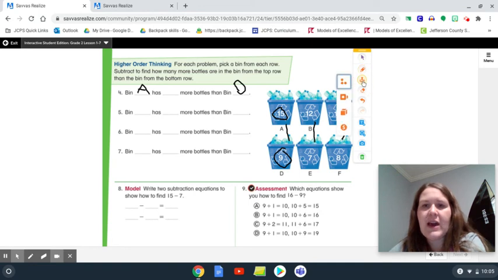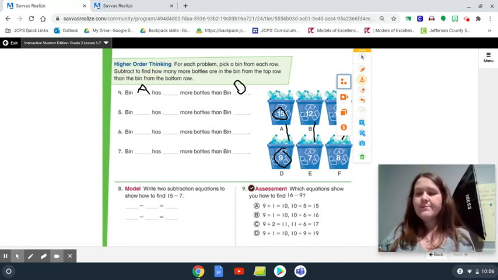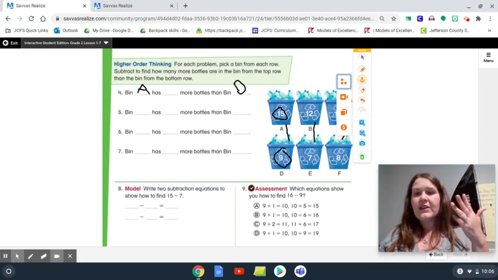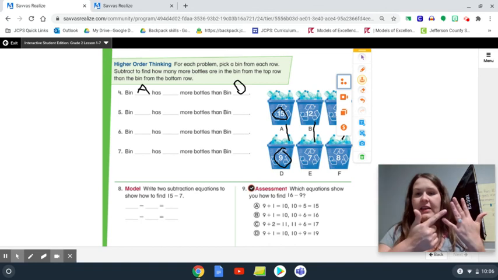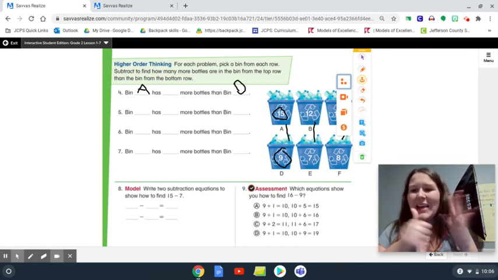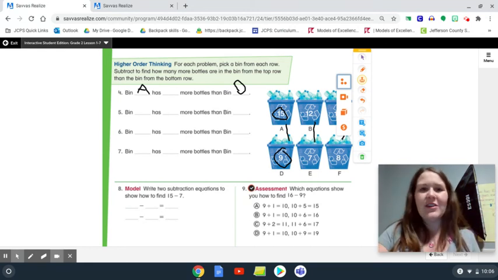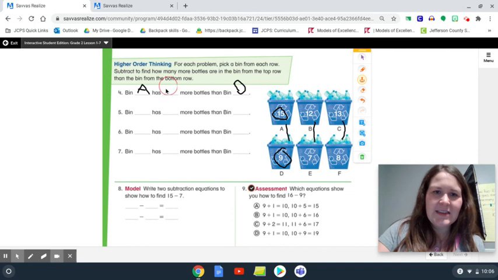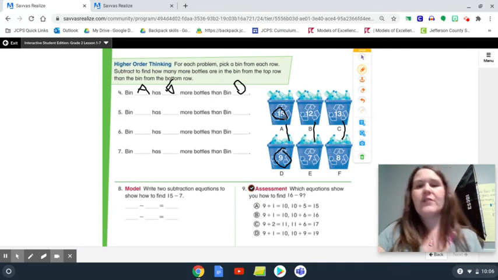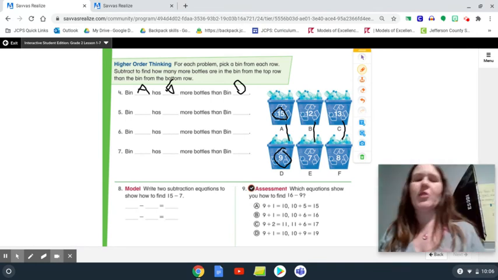You could do this by counting back. I'm just going to use my fingers real quick. So I start with 15, and I'm going to take away 9. So let's just count backwards. Ready? 14, 13, 12, 11, 10, 9. So how many more bottles are in A than in D? 6 bottles. So here I would write 6. Because 6 plus 9 would give you 15. So A has 6 more bottles than D.